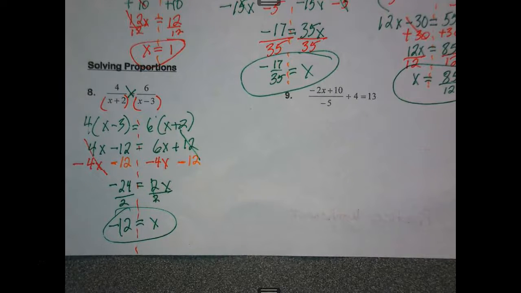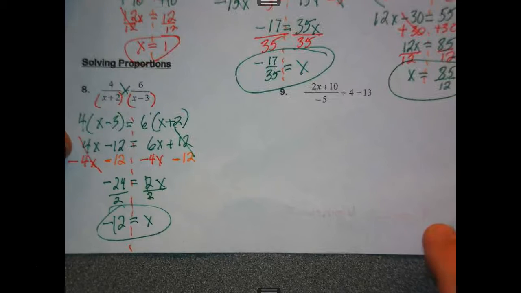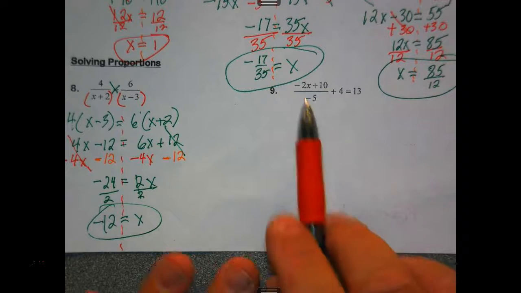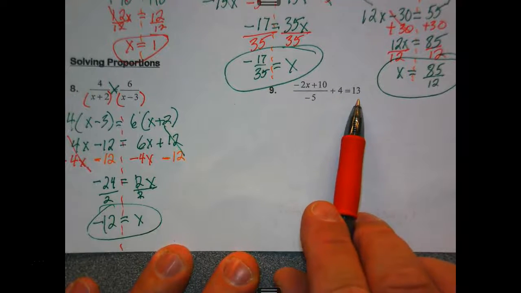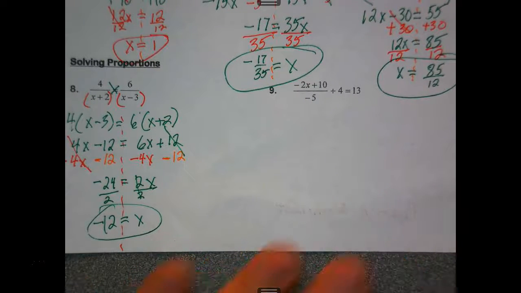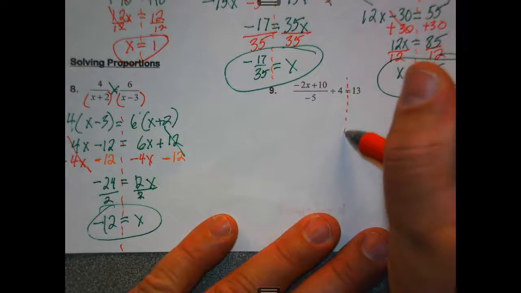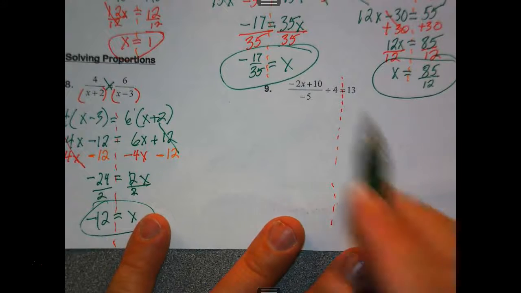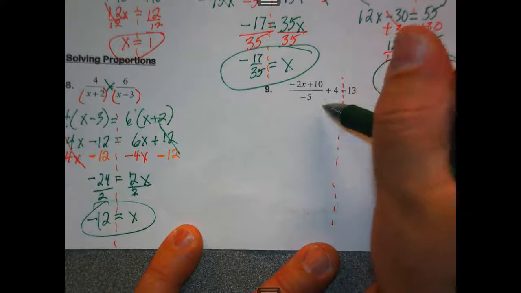All right, last one I'm doing. Number 9. I do not, repeat, do not have a proportion here. Why not? I think what you're trying to say is because I don't have a ratio equaling a ratio. I have a fraction. I have 2 terms here equaling a ratio. So I'm gonna make this a proportion first, so I can cross multiply. So I'm actually gonna undo the plus 4. I'm gonna subtract 4.